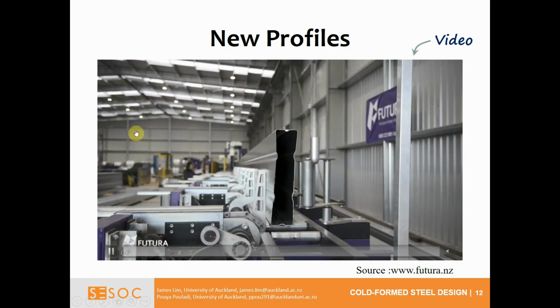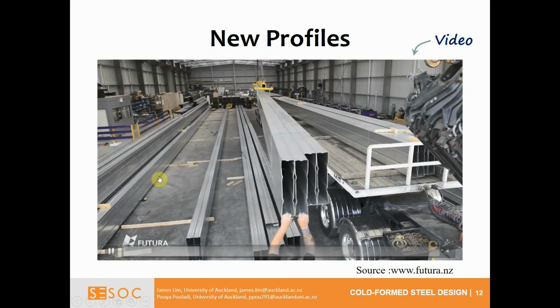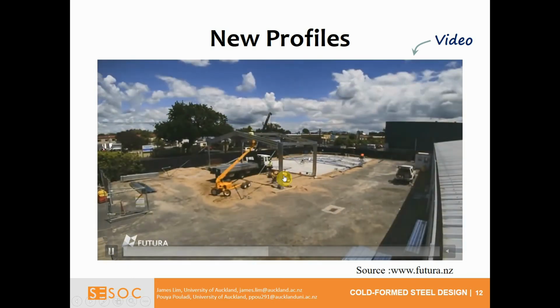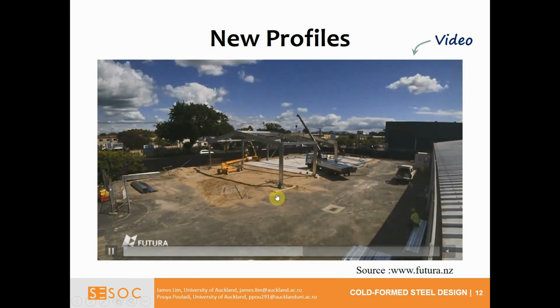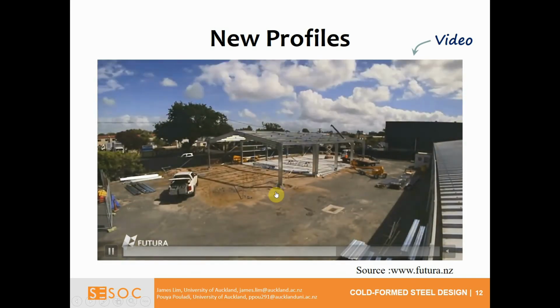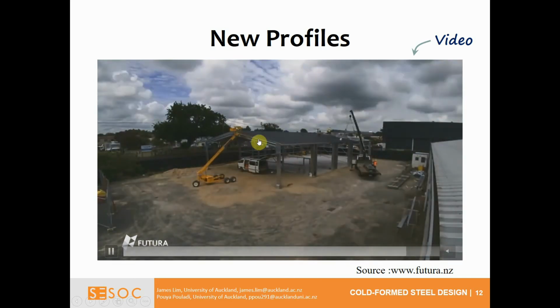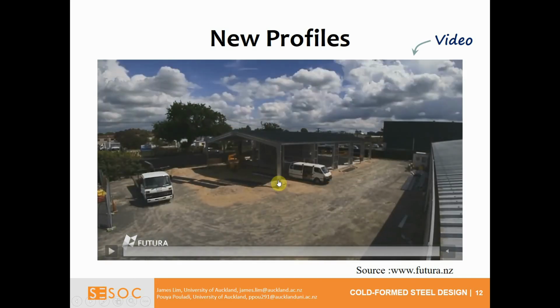And here's a video of the Futura line. You can see these sections are rolled, put together, can be put straight into a truck or a lorry, and then moved to site. And in this case here, the sections become the portal frame column and rafter members, as you can see there.